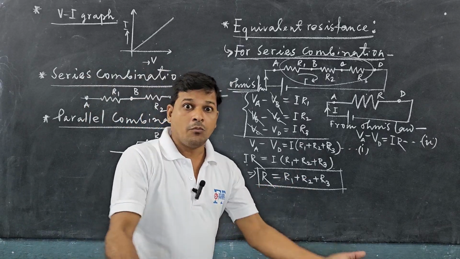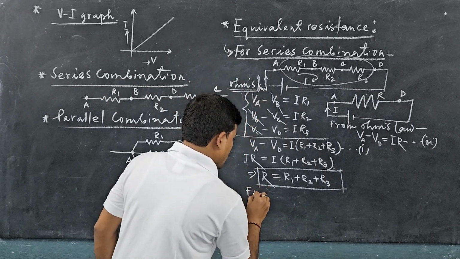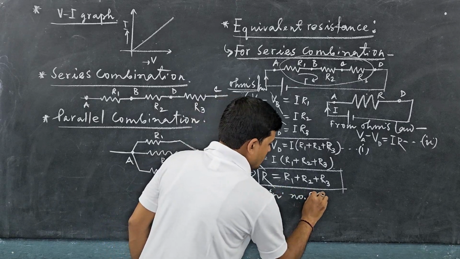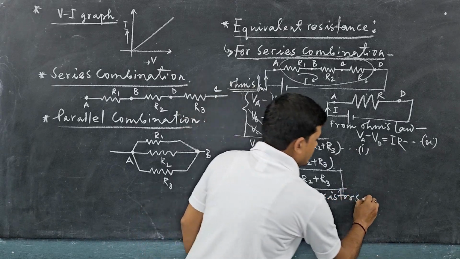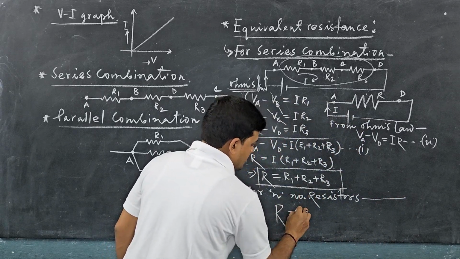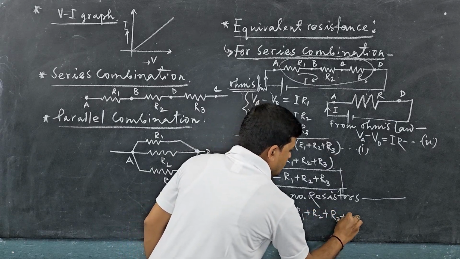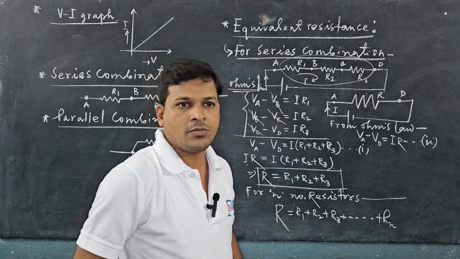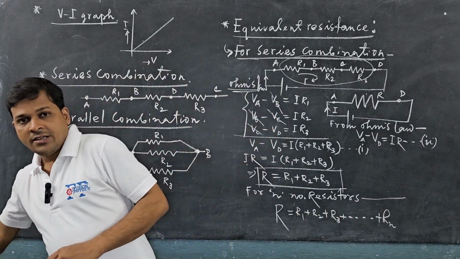Okay, if there are n number of resistors connected in the series combination, then what happens? For n number of resistors, we can write capital R, the equivalent resistance, equals R1 plus R2 plus R3 plus dot dot up to Rn. That means this is the algebraic sum of the resistors.